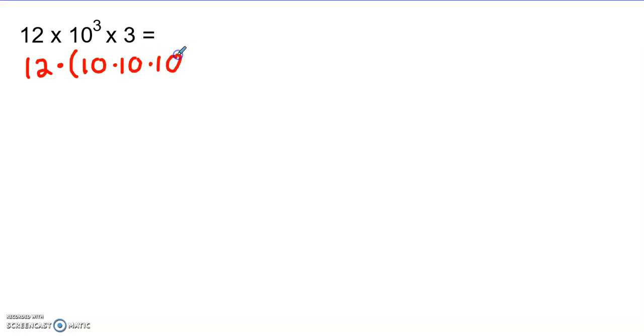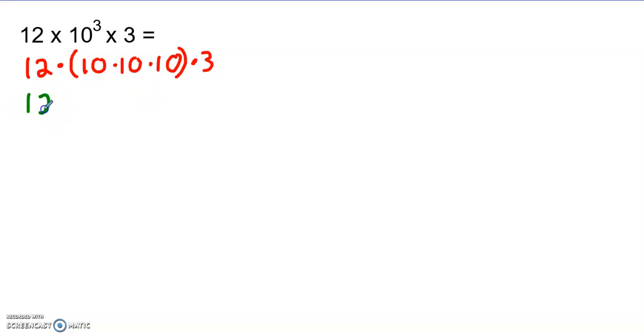And after I write it, I count 1, 2, 3. That's my exponent. So I know that that covers my exponent. And then I'm going to write down the multiplication by 3. Even though I'm not using the 12 or the 3 right now, I want to keep writing that so that I don't forget it. All right.